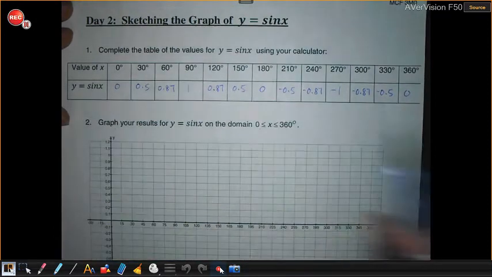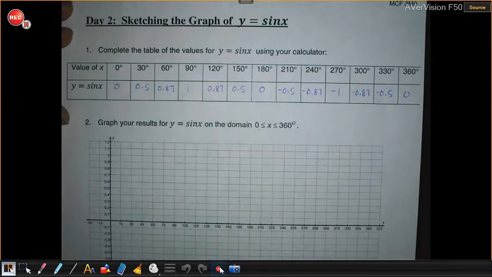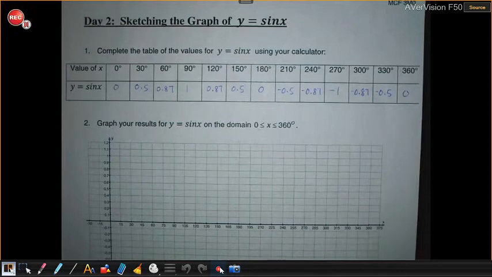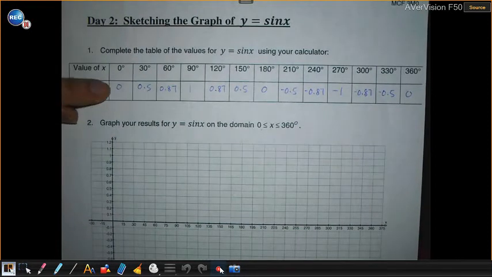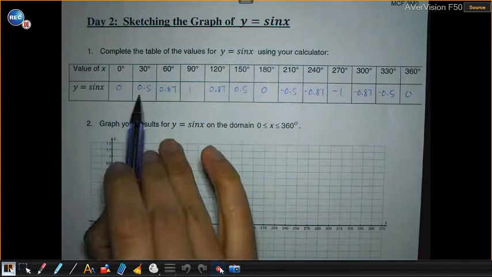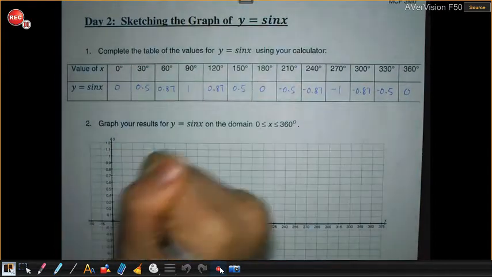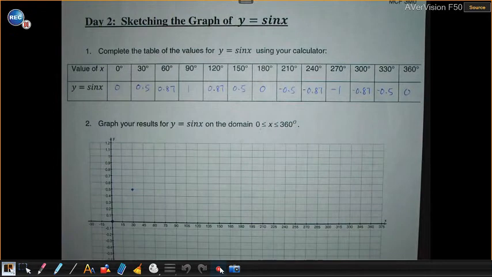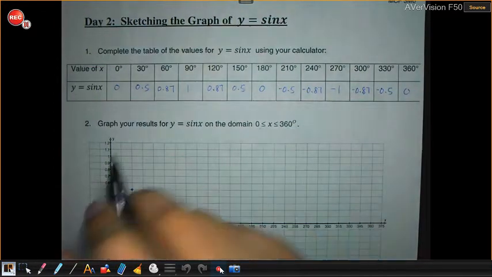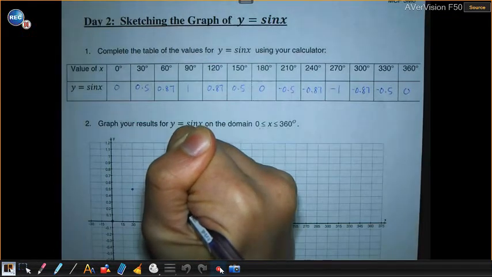Now we're going to graph our results on this graph here. It says that the domain is from 0 to 360. So let's graph the points. This is just x, y. The first point is 0, 0. Next point, 30, 0.5. And then 60, 0.87.